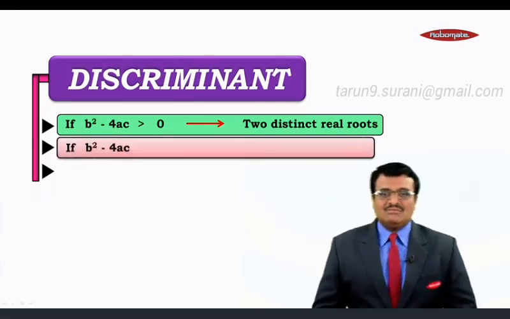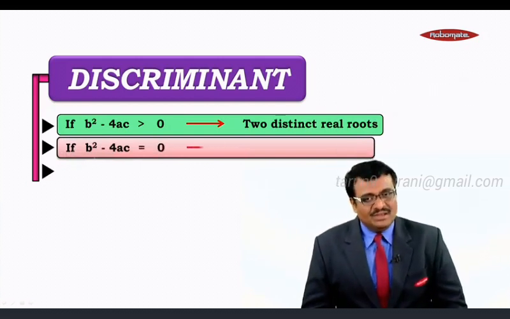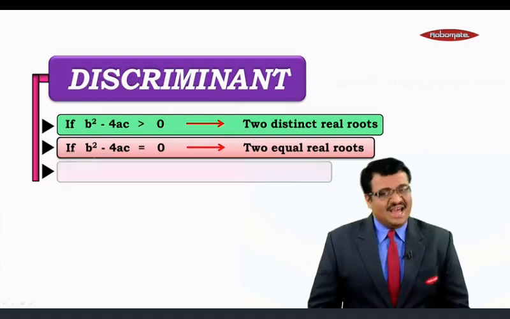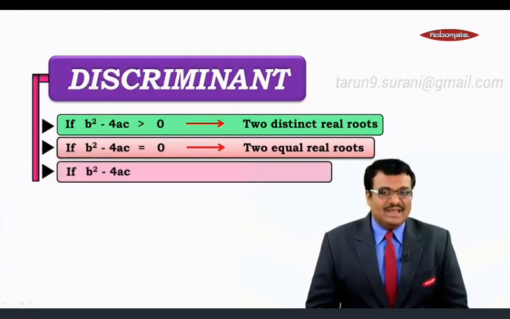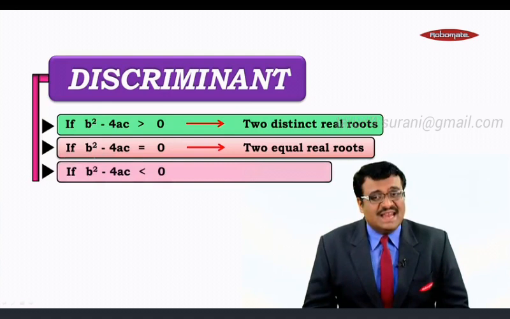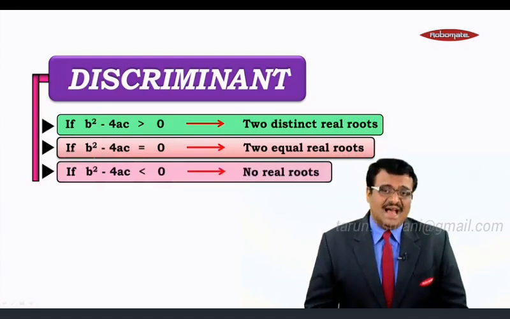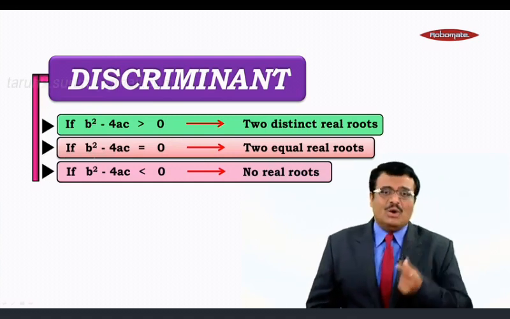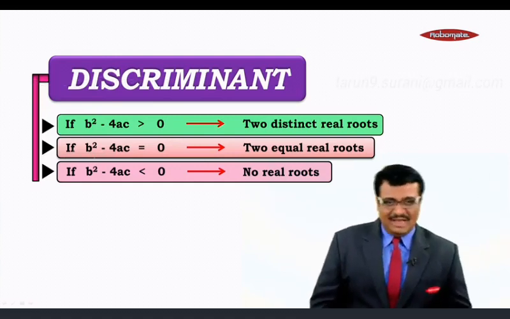Second, if b square minus 4ac is equal to 0, the equation will have two equal real roots. In the last case, if b square minus 4ac is less than 0, a negative number, the equation has no real roots. So looking at the value of this discriminant, you can find out what type of roots the equation is going to have.